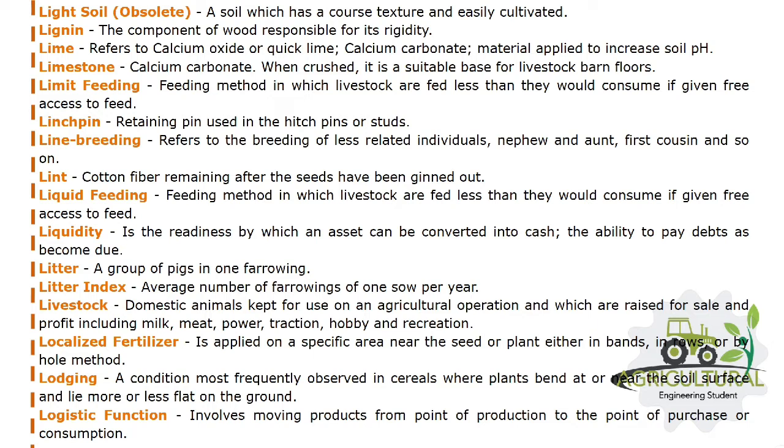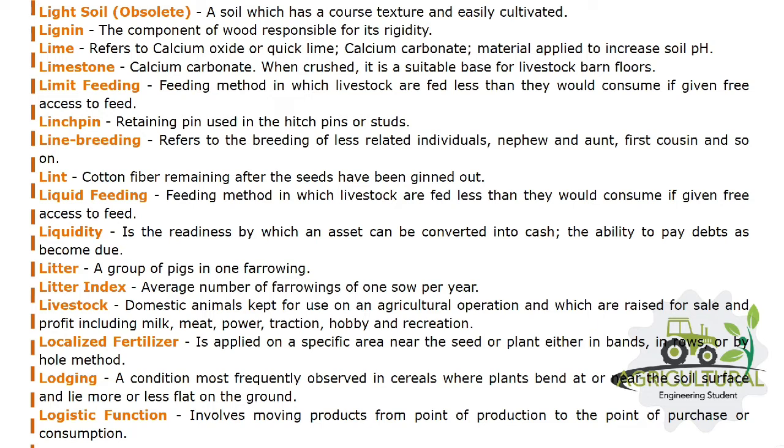Litter index, average number of farrowings of one sow per year. Livestock, domestic animals kept for use on an agricultural operation and which are raised for sale and profit, including milk, meat, power, action, hobby, and recreation.